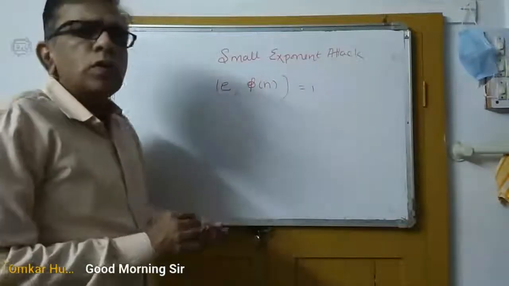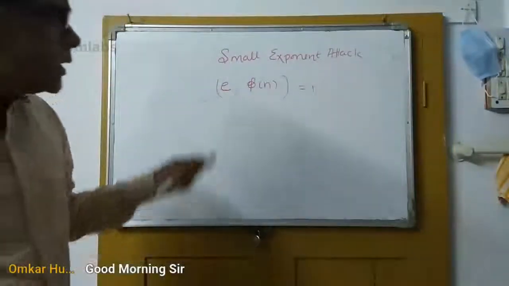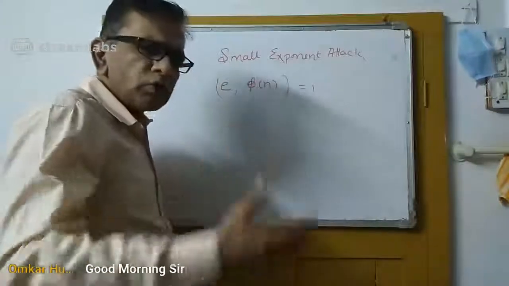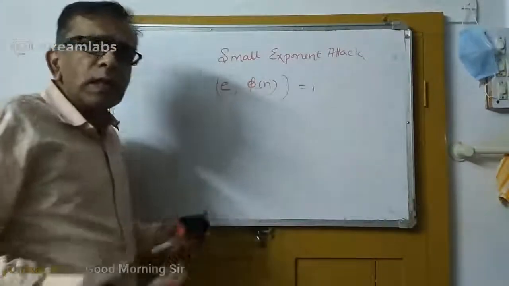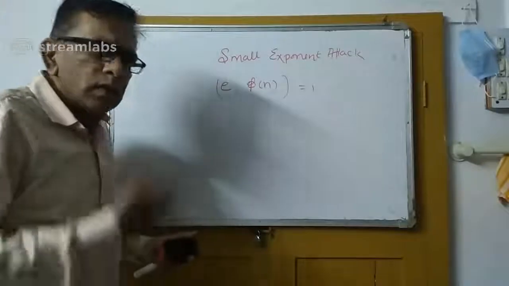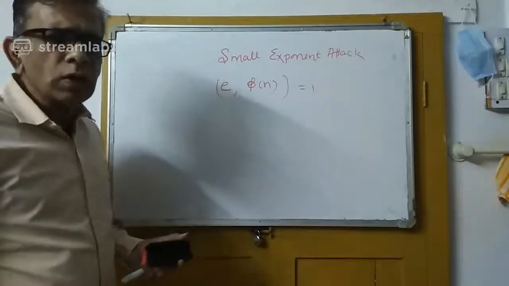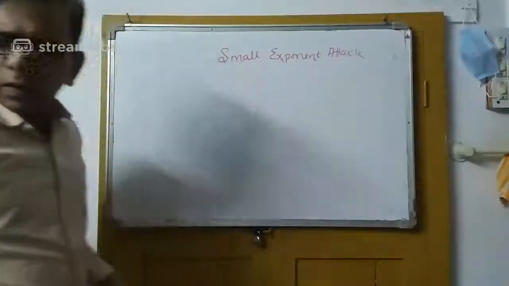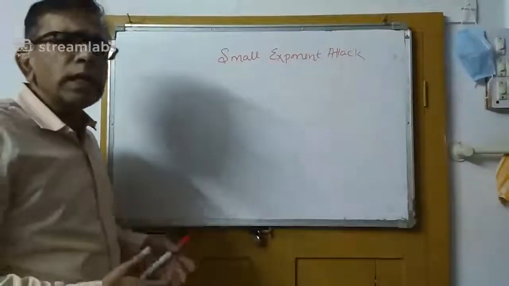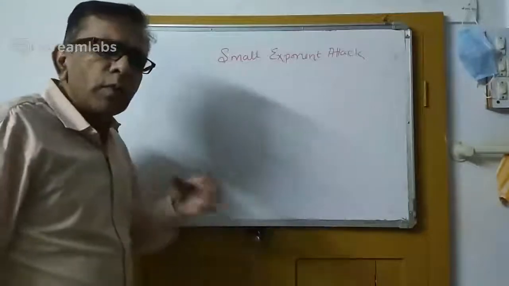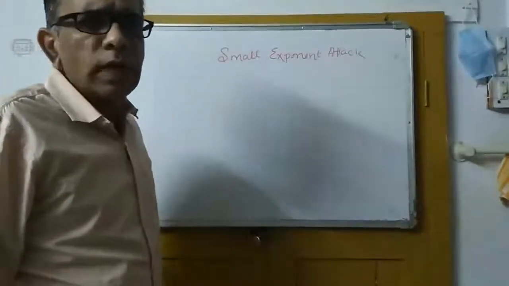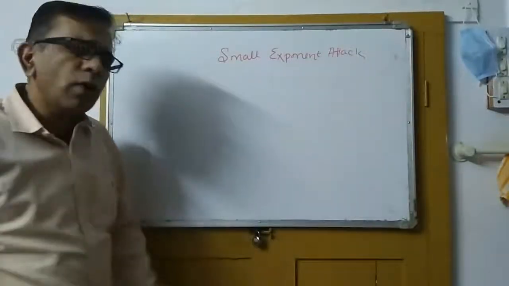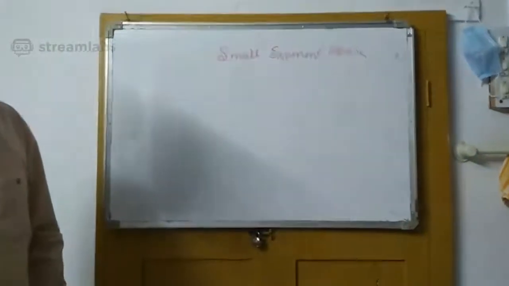There is a tendency of selecting a small e value, because e is the first choice, so e has to be selected first. Naturally, during the process we select a smaller value of e. This smaller e value will create a problem, a window of opportunity for hackers to break RSA.